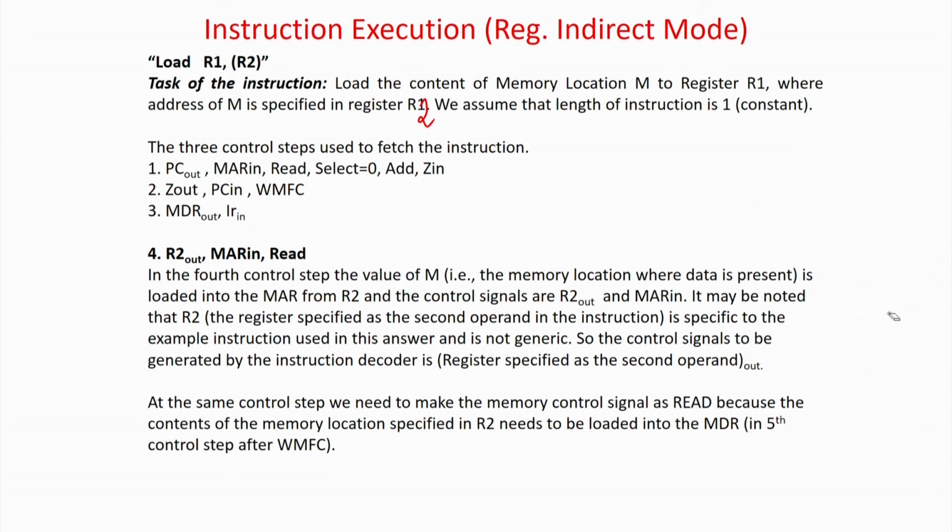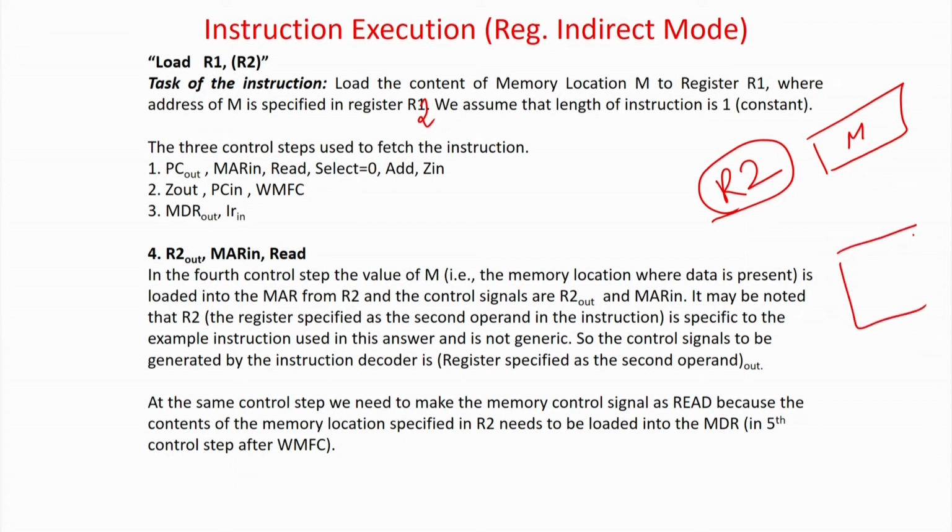As already discussed many times, the first three stages are the basic operation of fetching the instruction. Then we say R2 out and memory address register in. Now this is interesting. R2 is a register where the exact address of the data is present. This register R2 has the value of M, which is the actual memory location address.